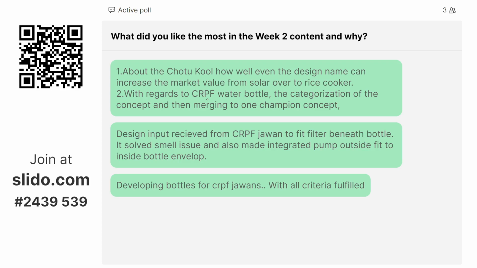Second is with regards to the CPF board model, the categorization of the concept and then merging into one chapter. Yes, I think as a process perspective, that's a very interesting exercise. It might be challenging at first, but then as you practice more, you'll be able to understand how the conceptualization is taking place. How do you bring about all those concepts into one singular concept, and then how do you select one concept out of the three concepts, right?